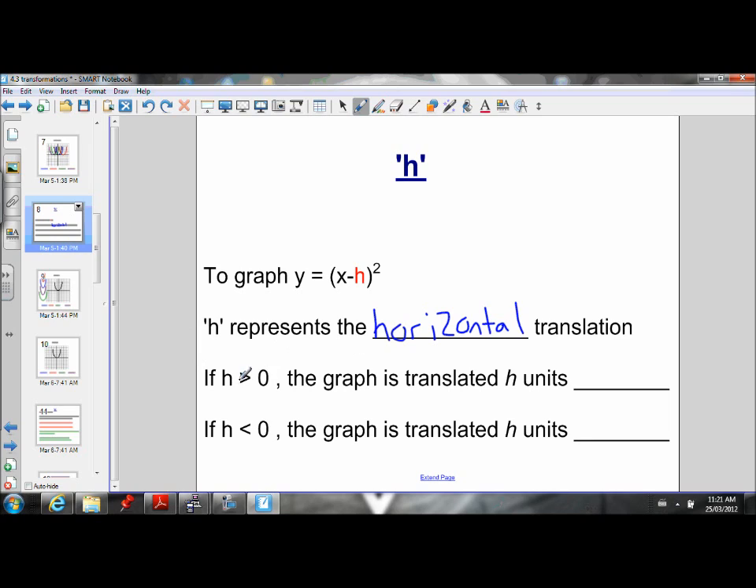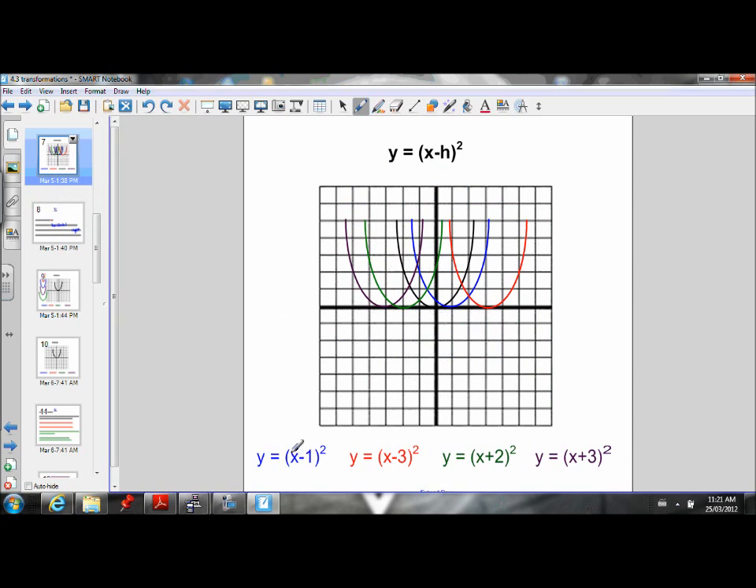So, if h is greater than 0, the graph is translated h units to the right. Now, you might be saying, hold on, Mr. Jensen. When we had x minus 5, it moved to the right. And isn't h a negative value in that instance? And what I would say is no. h is actually a positive value. If we look back at our graph of y equals (x minus 1) squared, the h value in this instance is actually just the 1.